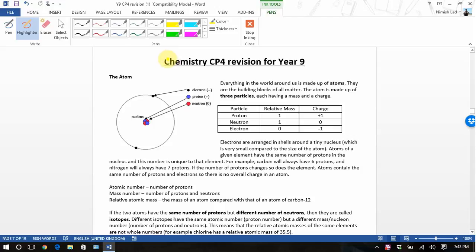This is a revision video for Chemistry CP4 for Year 9, based around the new Edexcel GCSE 2016 for your CP4 exam coming at the beginning of the year. So the first thing you need to know about is the atom.